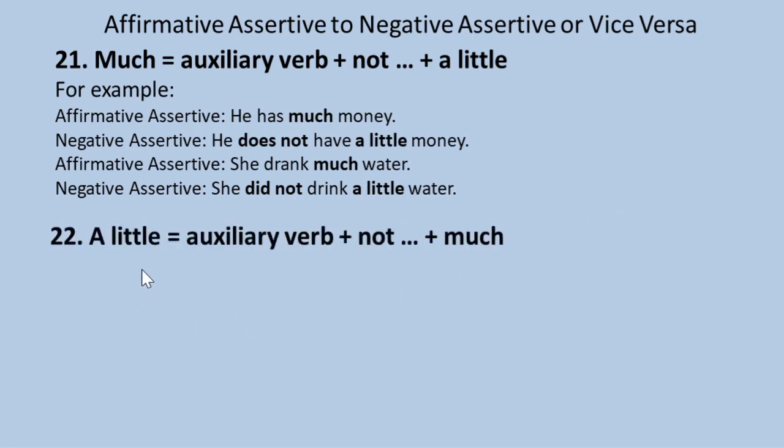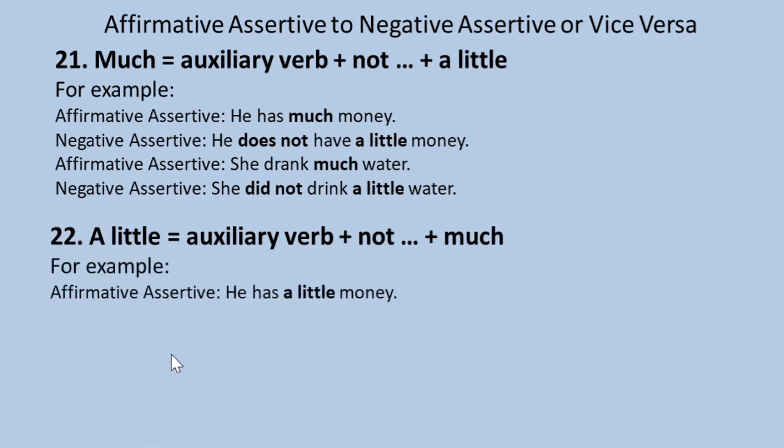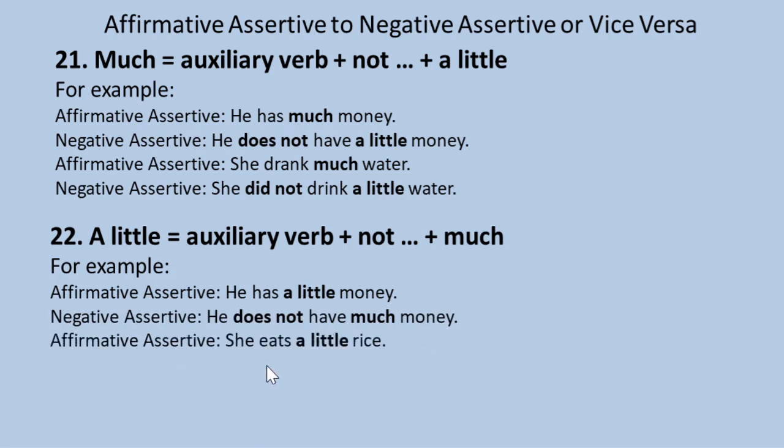Number 22, a little equals not much, or auxiliary verb not much. For example, affirmative assertive, he has a little money. Negative assertive, he does not have much money. Affirmative assertive, she eats a little rice. Negative assertive, she does not eat much rice. So the negative form of has is does not have, then in place of a little we use here much. So a little equals not much.